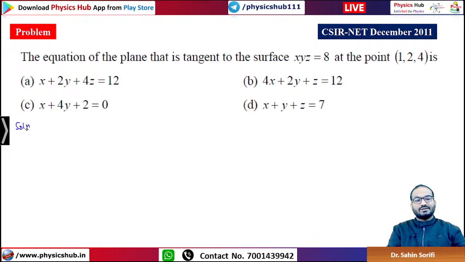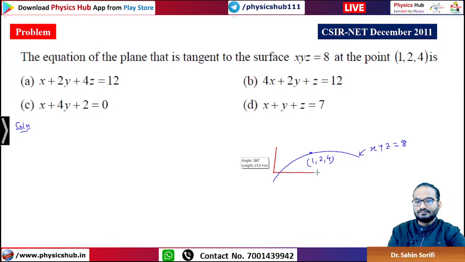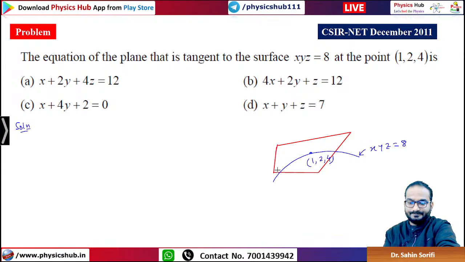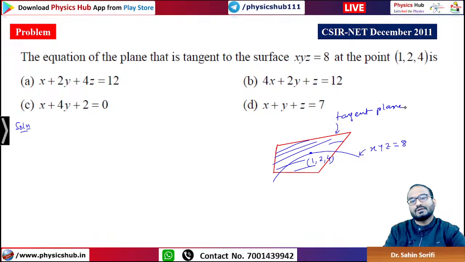Okay, let's try to evaluate this problem. First of all, the surface is given to be xyz equals to 8, and the point where you have to find out the tangent, that is 1, 2, 4. So you can imagine that a tangent plane is there like this. You can imagine in this way, this is the tangent plane. So you have to find out the equation of this tangent plane.